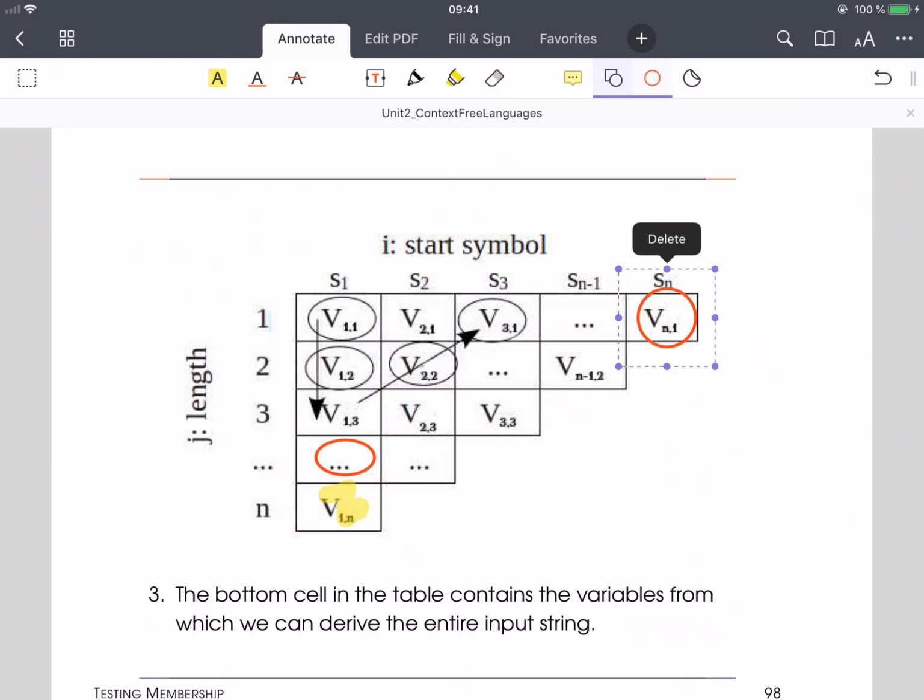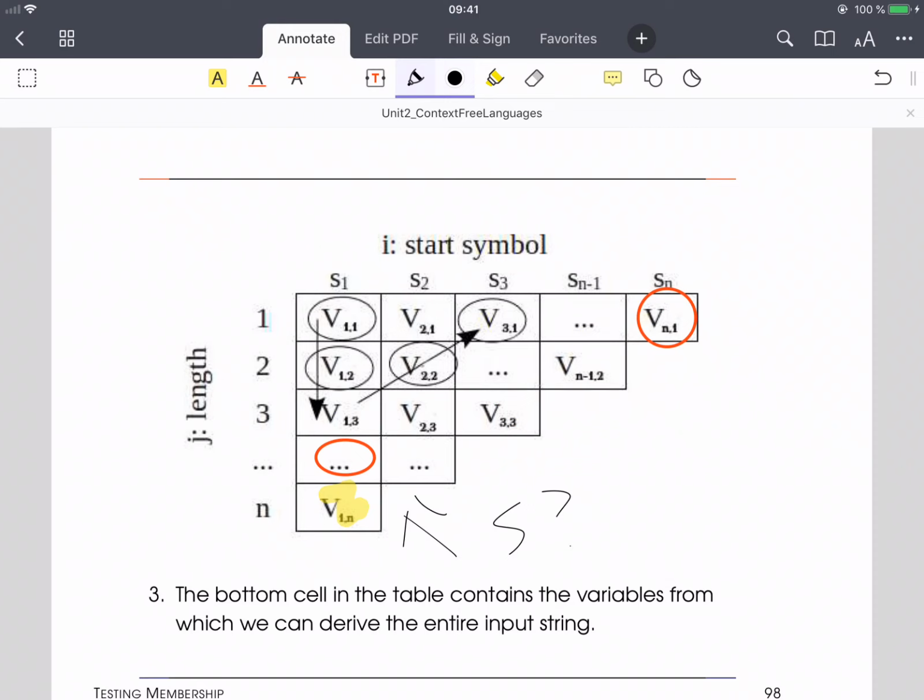At the end we have all the variables that generate all the possible substrings of the string that we are studying, and then we check whether S belongs to this last cell. Okay, if S, the axiom of the grammar, is in that cell, it means that the string is generated by the grammar.